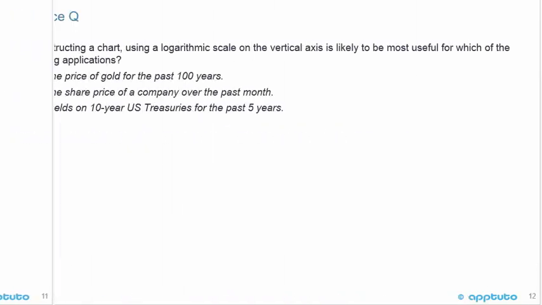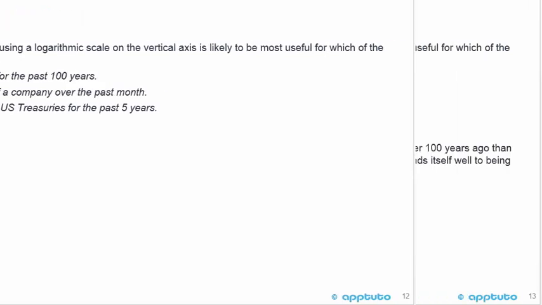Momentum. And one last practice question to finish this LOS. In constructing a chart, using a logarithmic scale on the vertical axis is likely to be most useful for which of the following applications? A, the price of gold for the past 100 years, B, the share price of a company over the past month, or C, yields on a 10-year treasury for the past 5 years.